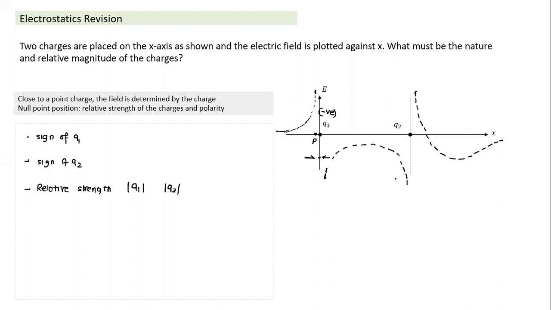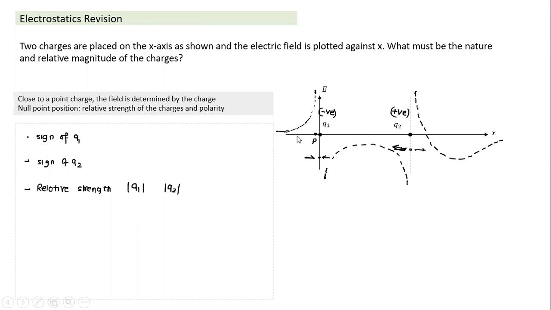I come to charge Q2. Just left of Q2, what is the direction of field? The direction of field is negative. And what is the direction of field just right of Q2? The direction of field is positive. So here the fields are away from the charge. It means this charge Q2 is positive.